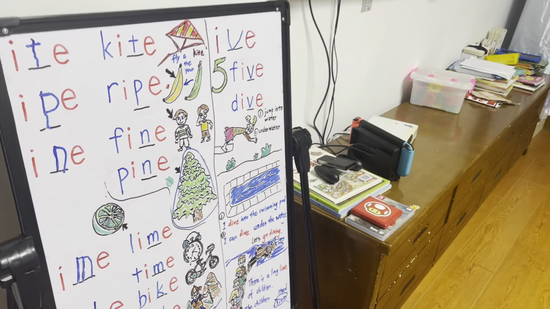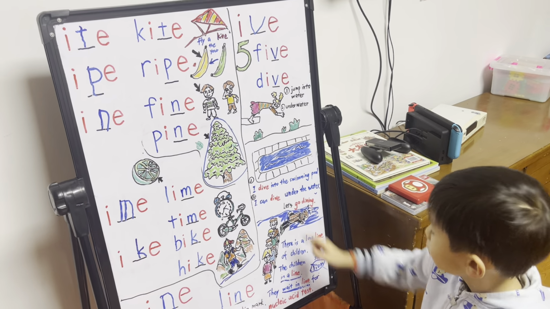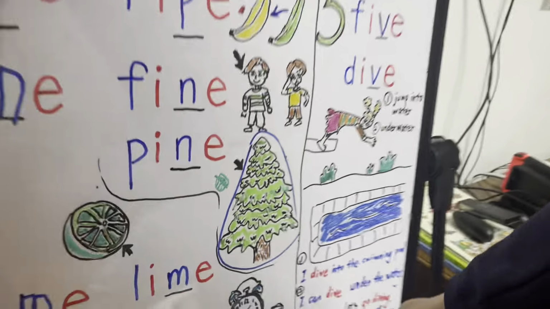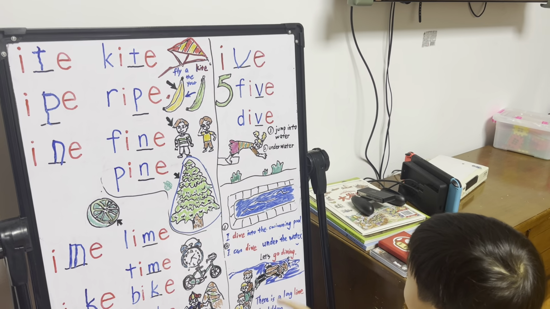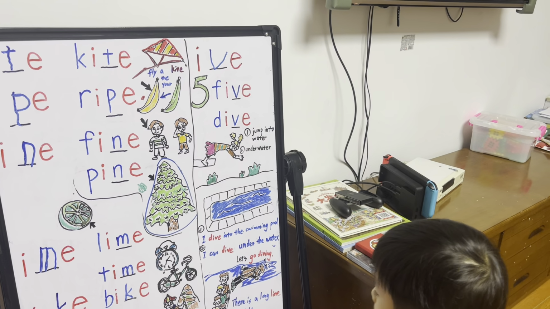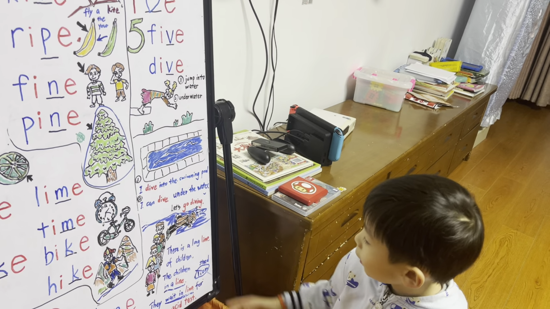You can say, I dive into the swimming pool. Swimming pool. The second sentence: look at the next picture. What is he doing? You can say, I can dive under the water. Very well. If we go diving together, what can we say? Let's go diving. Okay, very well.